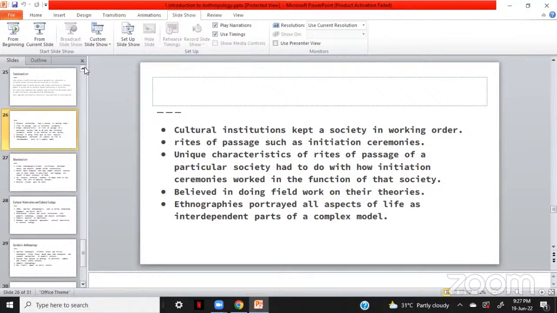Okay. So ethnographies portrayed all aspects of life as interdependent parts of a complex model. So they collected data in the form of ethnographies. We'll study that in detail later on, inshallah.